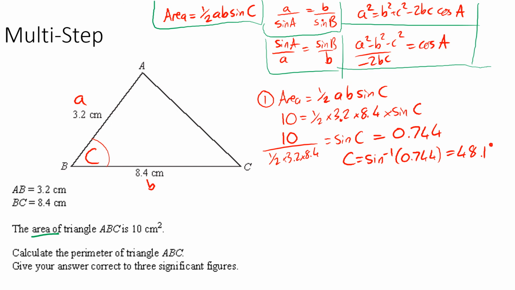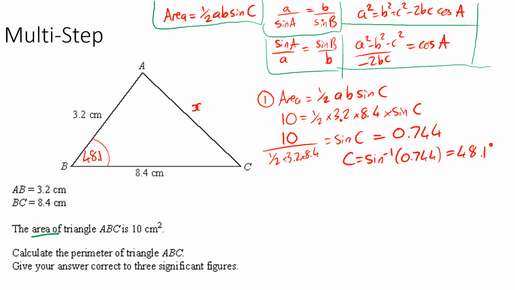Now that is definitely not answering the question. We have not found the perimeter of the triangle. We haven't even found a missing side of the triangle yet, but it's the only thing we can do. We were given the area, we didn't have enough information to use sine rule or cosine rule, so we had to just rearrange that and see what it gives us. And it gives us an angle, and that's okay. So if we want to find the perimeter of our triangle, we're going to need to know the length of AC. So let's call that fella x.